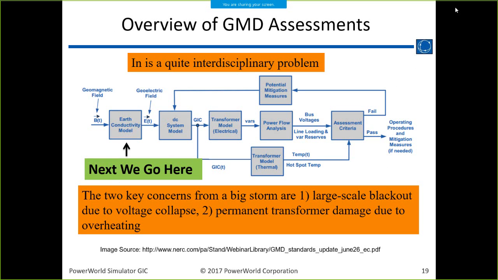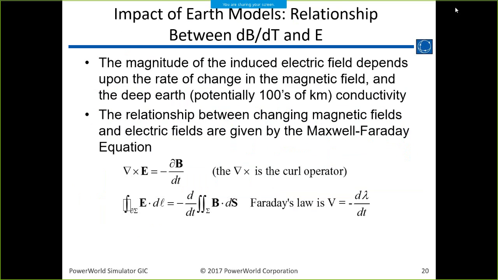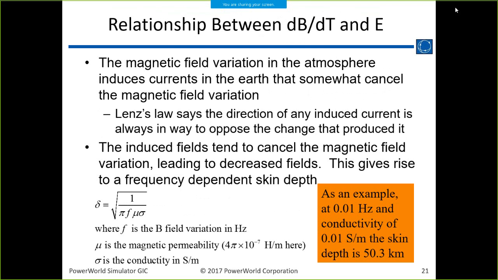So now we're going to go to here, which is the Earth conductivity model, which is saying, how do we get this electric field from a storm? And this gets into the stuff that maybe some of us, when it was presented to us as sophomores in electrical engineering, might have decided we wanted to be power engineers. These are the Maxwell-Faraday equations. It talks about relationships between the B vector and the E vector. I just put them there so people have them.